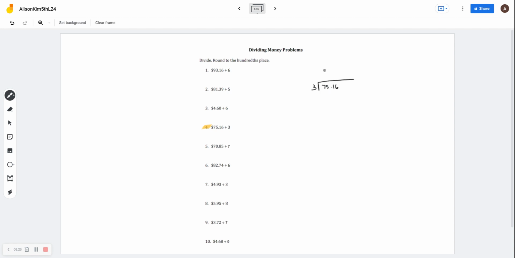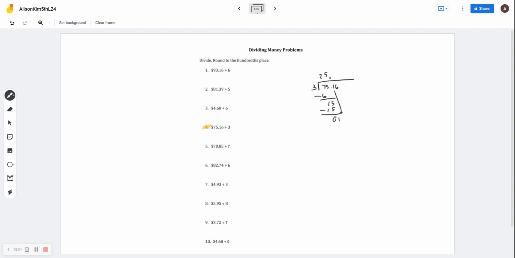3 can go into 7 2 times, right? Because that will give us 6. And 7 minus 6 gives us 1. Bring down the 5, that's 15. 3 goes into 15 5 times, right? And 5 times 3 is 15, and 15 minus 15 is 0, so you bring down the 1. But before we put any number here, we're going to put a decimal, right? A decimal.